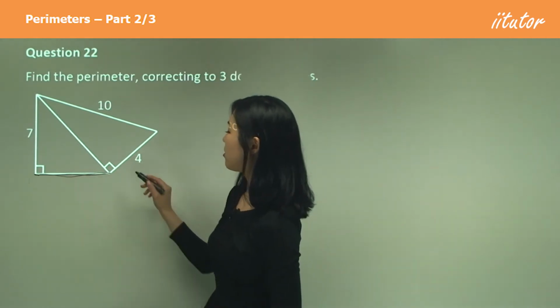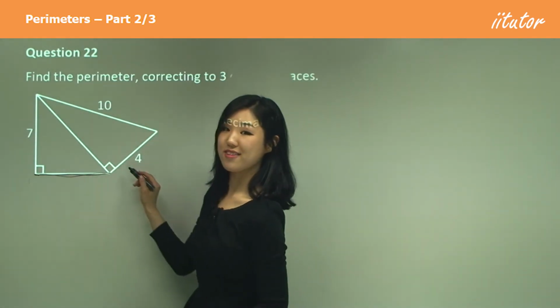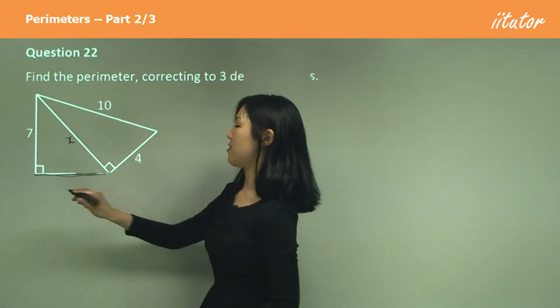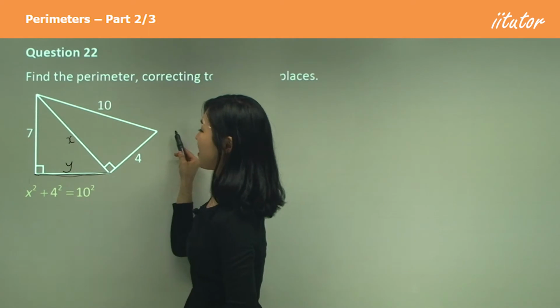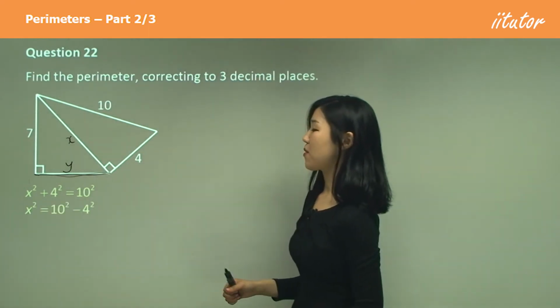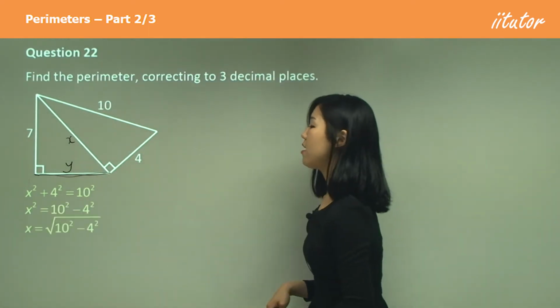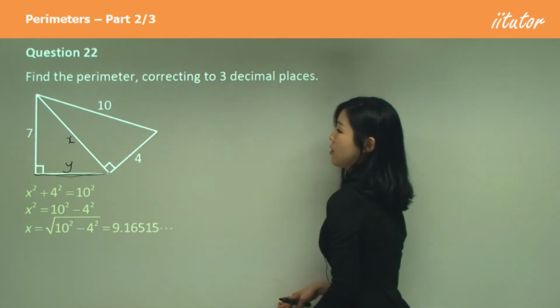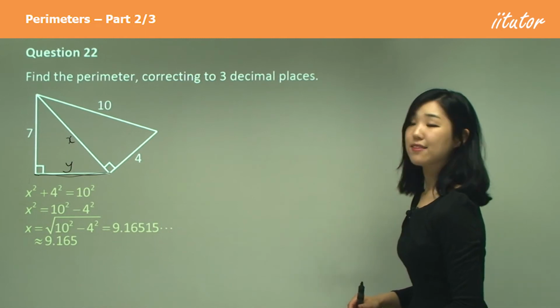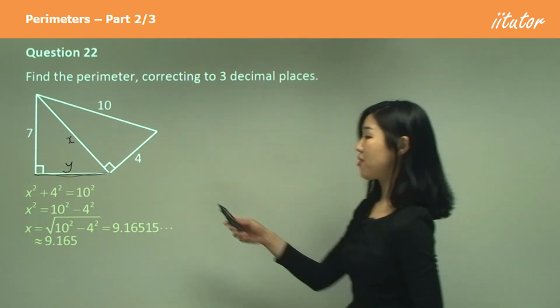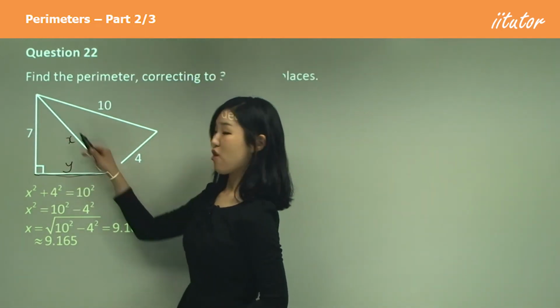So what I'm going to do is use this triangle first. I might call that just x, and that would be y. So then x squared plus 4 squared is 10 squared. So x squared is, just move the 4 squared over, square root, and that should be your answer. 3 decimal places, that's what I have. So that's x.